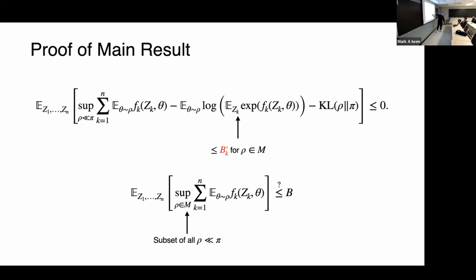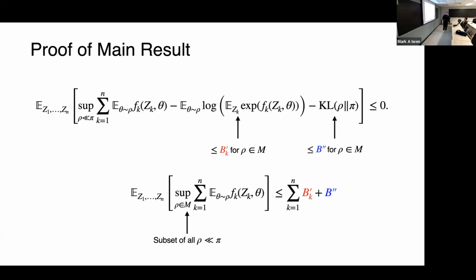Well, if I can show for any fixed rho uniformly that this expectation of the log MGF quantity is bounded by p_k prime, and the other quantity, the KL, for every row is bounded by some b prime prime, then trivially I can lower bound this quantity by some fixed deterministic objects, and then rewrite it so that I could get the upper bound like this. So that's the strategy. I want to bound some process that looks like this, and if I can bound these quantities uniformly for rho in this set, then I have a bound.